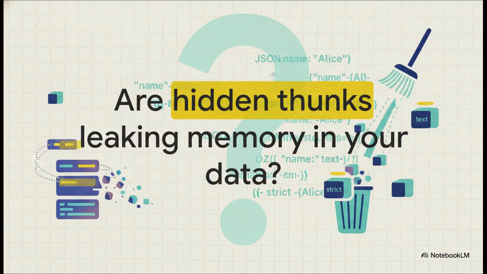Which leaves us with one final, pretty urgent question for you to ponder as we wrap up this explainer. I want you to look at your own codebase right now. Are hidden thunks leaking memory in your small text data? It might seriously be time to do a quick audit of your text types and just make sure your simple JSON keys and identifiers aren't hiding inside heavy evaluated-later pointers.